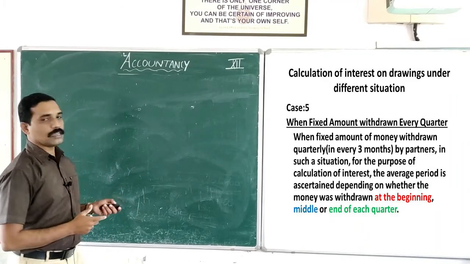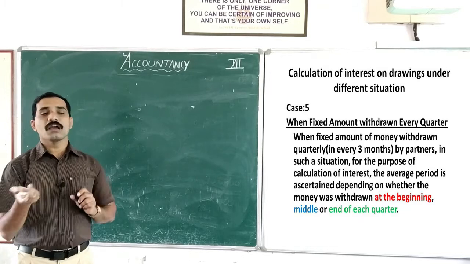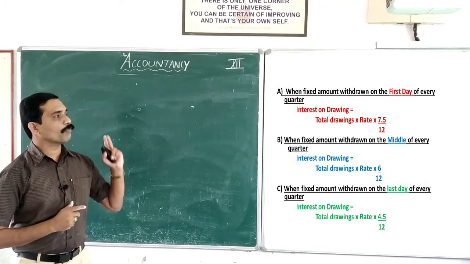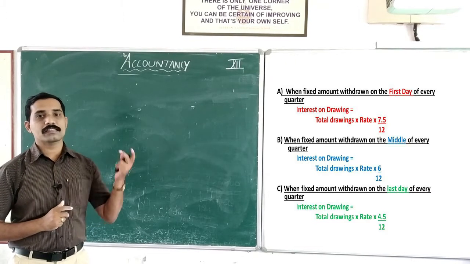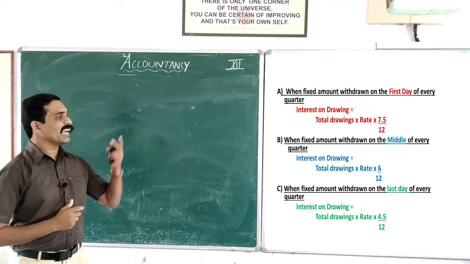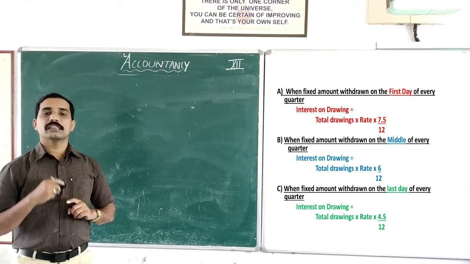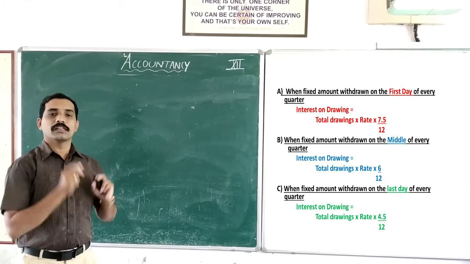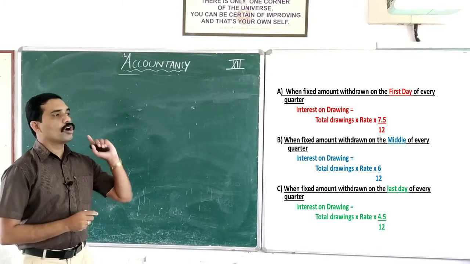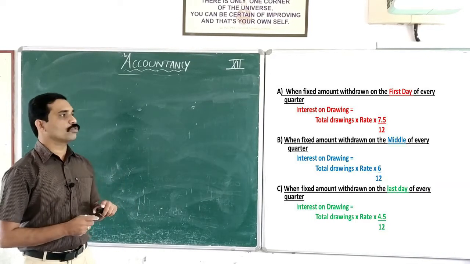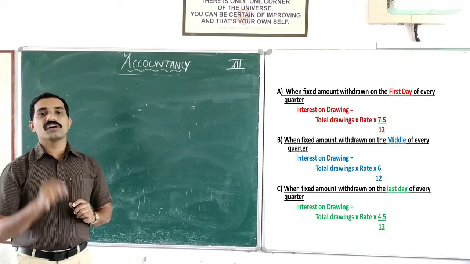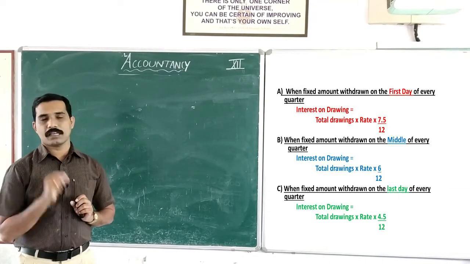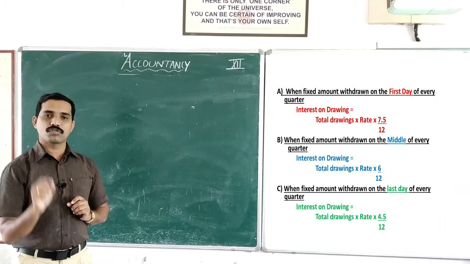So in that, the first one, when a fixed amount is withdrawn on the first day of every quarter, the formula for calculating interest on drawings is equal to total drawings into rate into 7.5 divided by 12.